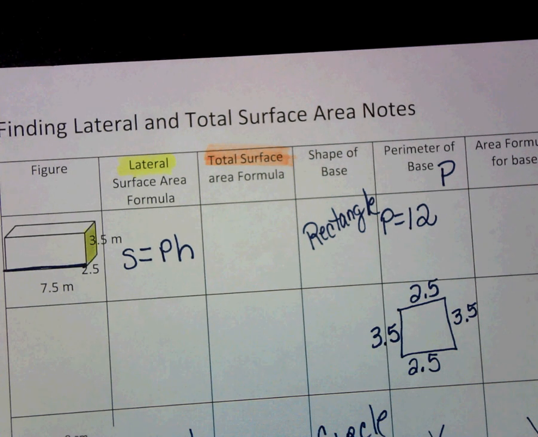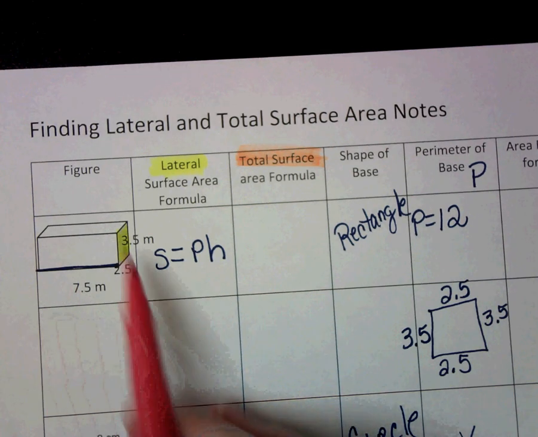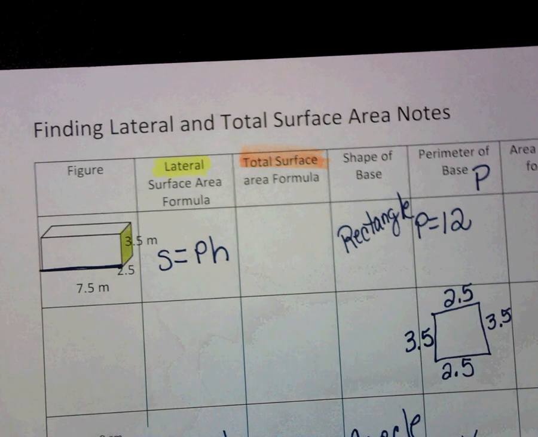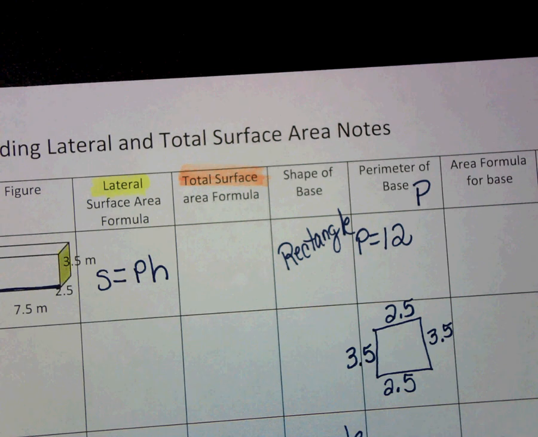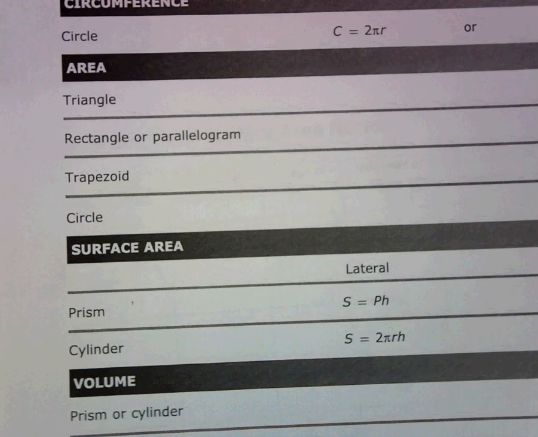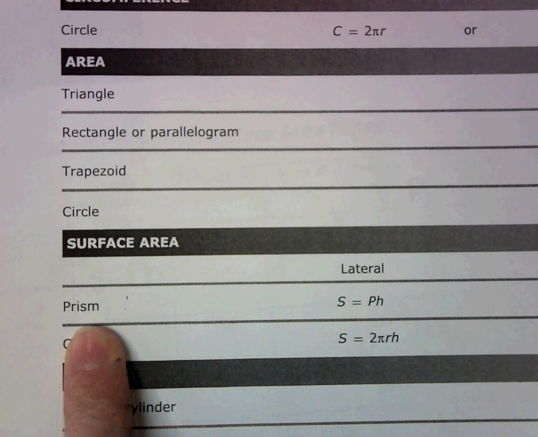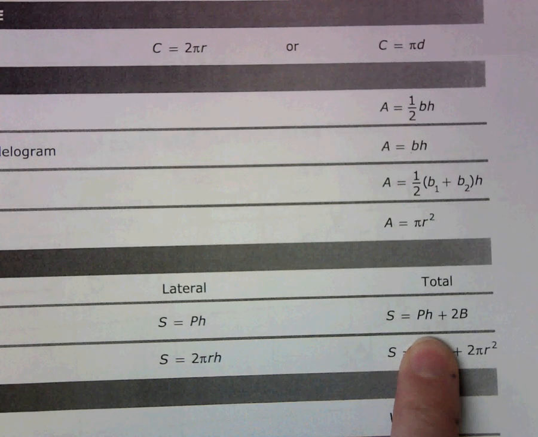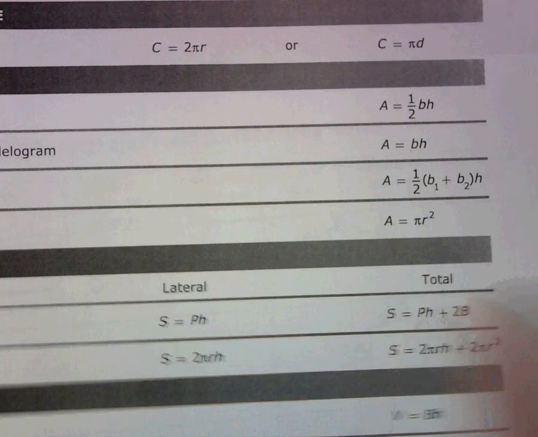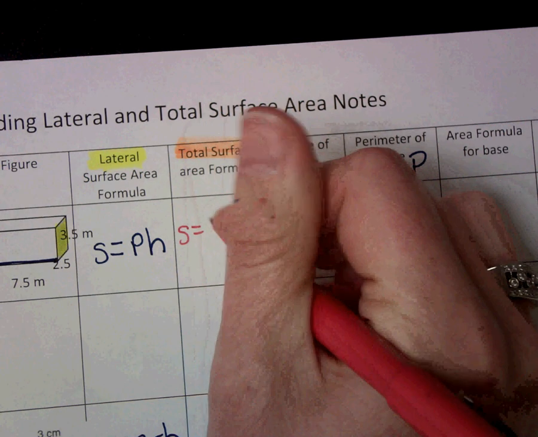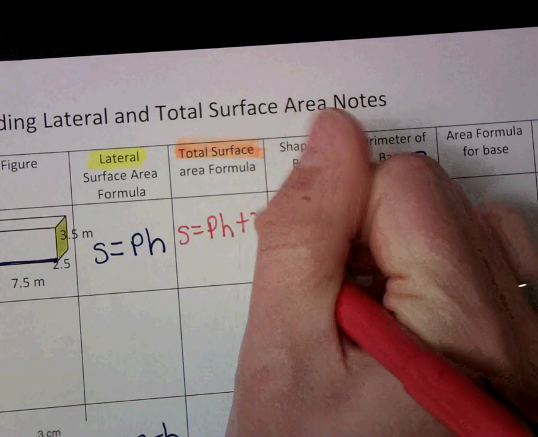Okay. So looking at total surface area, the first thing we want to do is, remember, we need to recognize that this is a rectangular prism. We need to make sure we know where the base is. So let's look at our formula charts. On our formula chart, we have surface area. This is a prism, a rectangular prism. Notice this says lateral, and we want total. Total is S equals Ph plus 2B. S equals, I already forgot, Ph plus 2B.